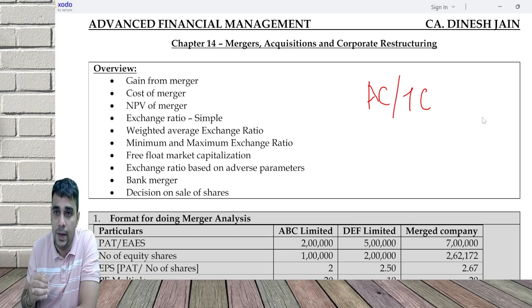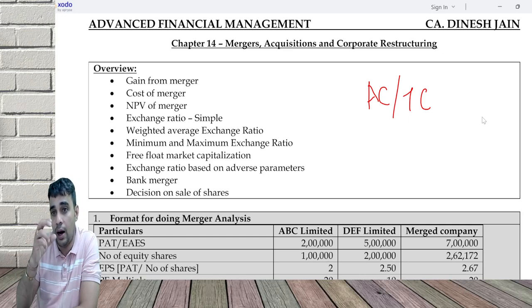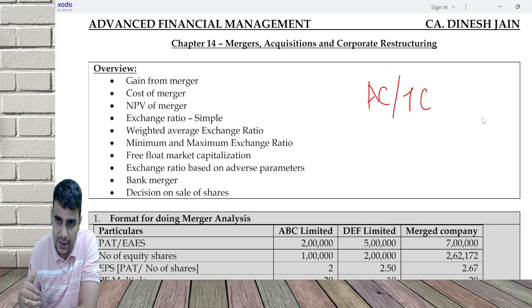When we evaluate, we're going to learn about various terms like how much is the gain from the merger, how is this gain given to the AC side, how much goes to the TC side, what is the cost of merger, what is the gross cost of merger, what is the net cost of merger, what is exchange ratio or swap ratio, how is it calculated, what is weighted average exchange ratio, P/E multiple, combined P/E multiple. So different, interrelated concepts are there.